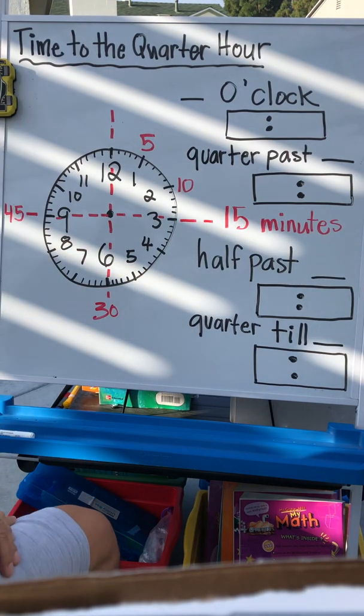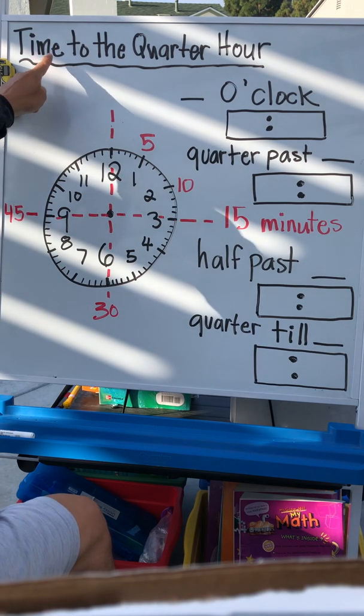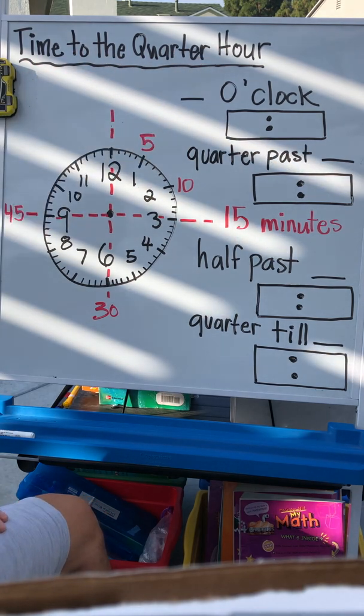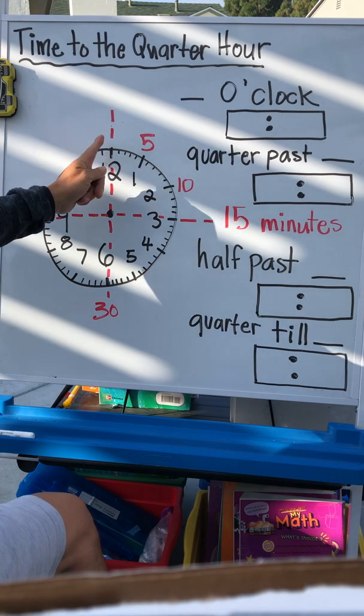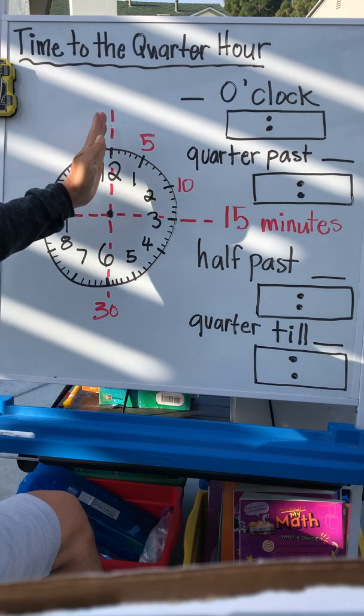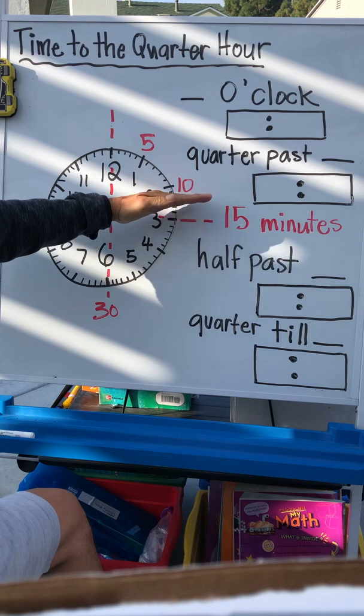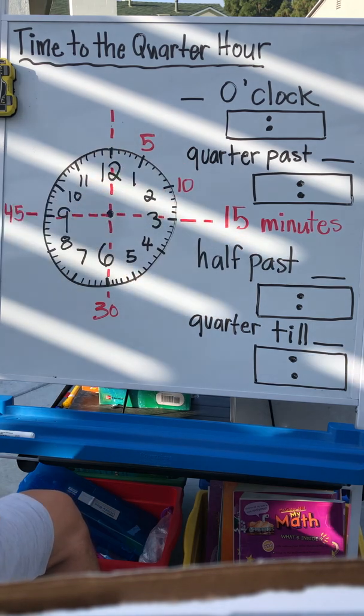Today we're going to learn about telling time to the quarter hour. So last time we learned about half an hour. Now we're going to learn about the quarter hour. So the title is Time to the Quarter Hour. Now, what you need to know is that you can show time to the quarter hour. And there are 15 minutes in a quarter hour. So in 1/4 hour, there's 15 minutes. 5, 10, 15. So this is what we call a quarter hour.